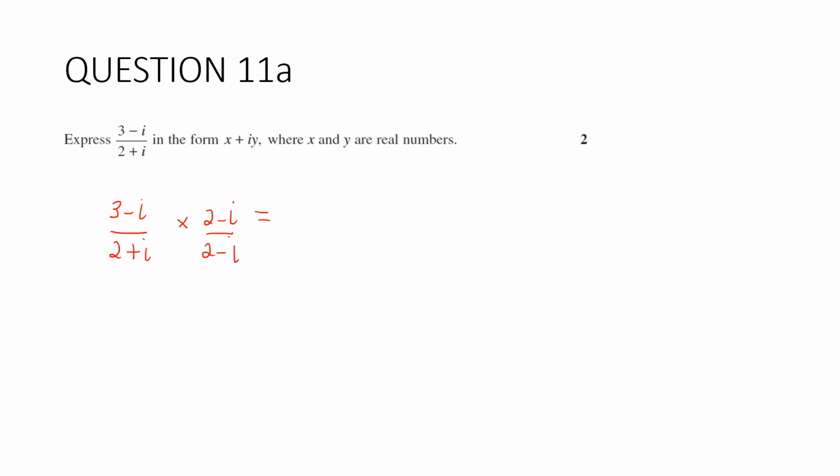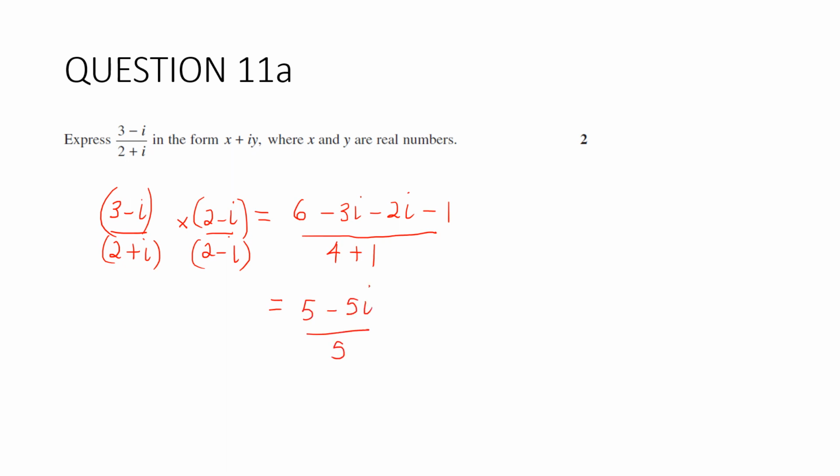This is equal to, now I'm going to just expand these top brackets, 2 3s is 6, take away 3i, take away 2i, take away 1, all over, and now expanding these brackets, which of course is the difference of 2 squares. 2 squared is 4, take away negative 1 is plus 1. And tidying it up, we have got 5 - 5i, all over 5, which is 1 - i.